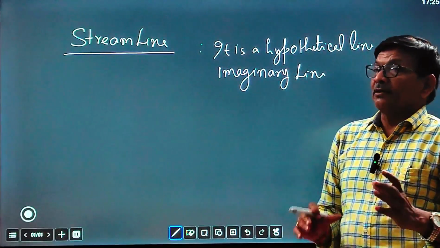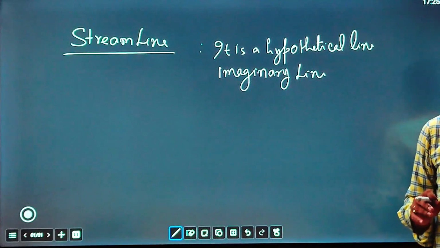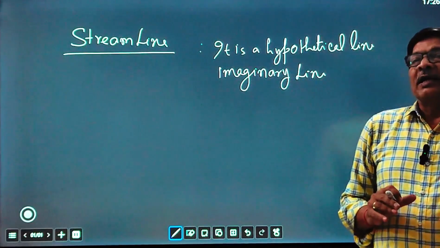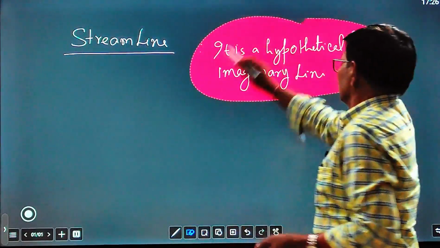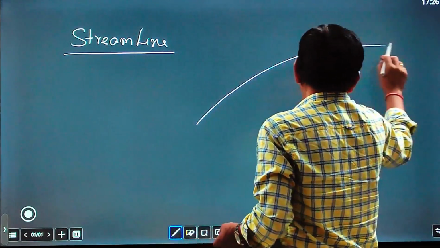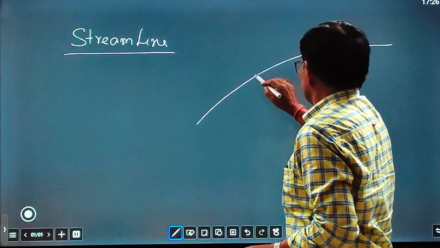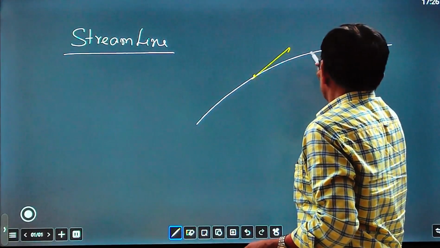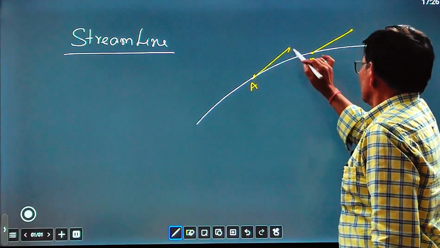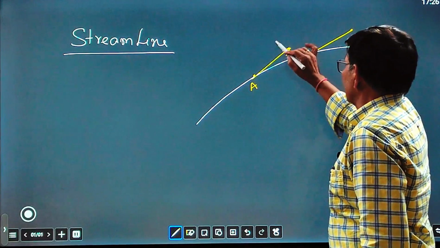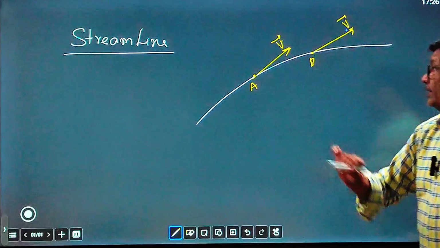So many streamlines combined together in a three-dimensional flow field become a stream tube in a linear one-directional motion. So a streamline, as we say, is a line drawn. This is a streamline. Suppose this is a point, we draw a tangent here, and this is point A and this is point B. This tangent gives the direction of velocity and also the magnitude at this point.